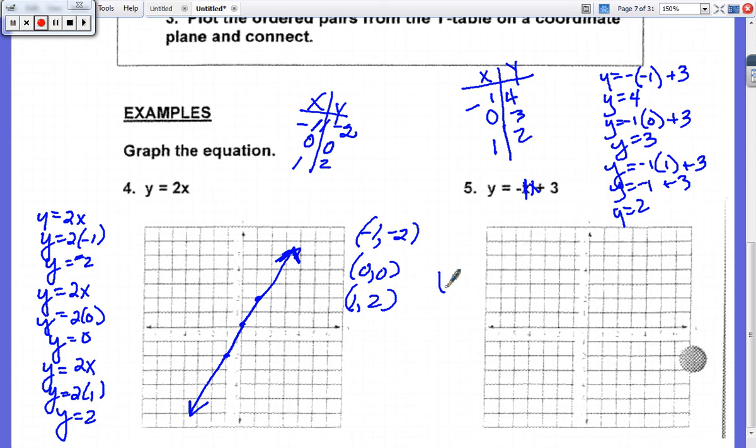So now we're going to plot negative 1, 4; 0, 3; and 1, 2. Negative 1, 4; 0, 3; and 1, 2. And there's our line. Okay, and that's the end of the lesson.